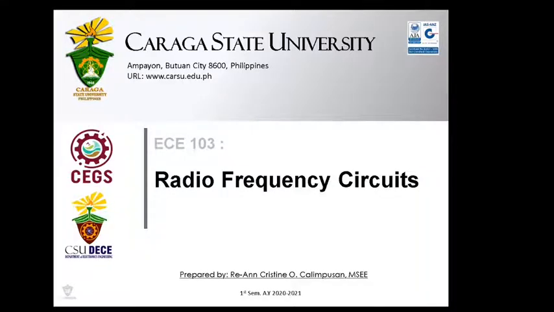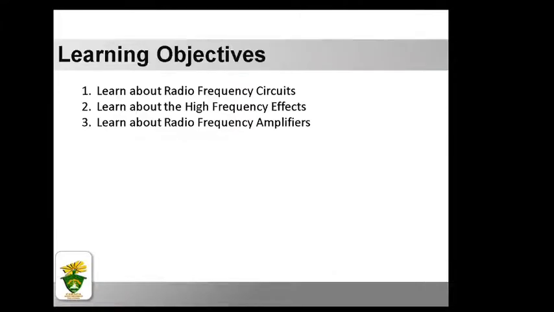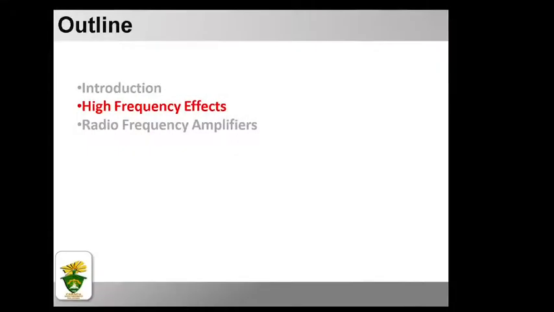Today is radio frequency circuits. So the outline is, first we will have the high frequency effects. Second, we will be talking about radio frequency amplifiers. Then the learning objectives are, first, learn about radio frequency circuits. Second, learn about high frequency effects. And third, learn about radio frequency amplifiers. So let's start with the high frequency effects.